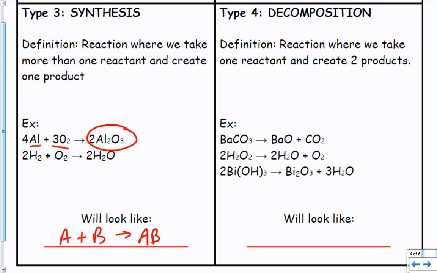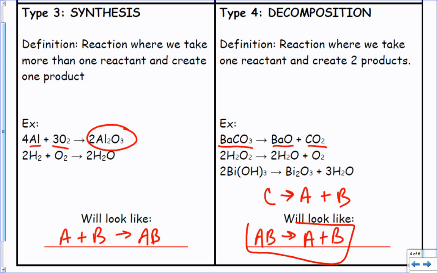Okay, good. Decomposition, to decompose, to break apart. So I'm going to have 1 compound on my reactant side. I'm going to have 2 different things on my product side. They are breaking down. So this will look much like this. AB goes to A plus B. You may also see this sometimes. C goes to A plus B, just like how I wrote it before, but we'll stick with this for now. Like I said, this is just not a testable question. This is just a generic, how do I know which one's which?